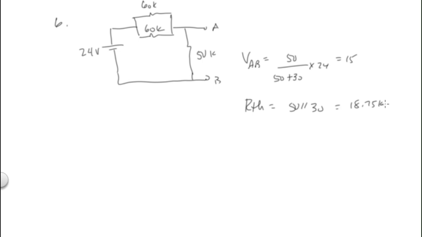Okay, so that gives us our answer for that circuit right there. So we can redraw it. So that whole complicated circuit is equal to this: 15 volts, 18.75K. So that's equal to that.